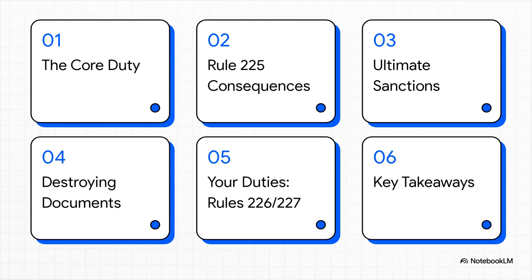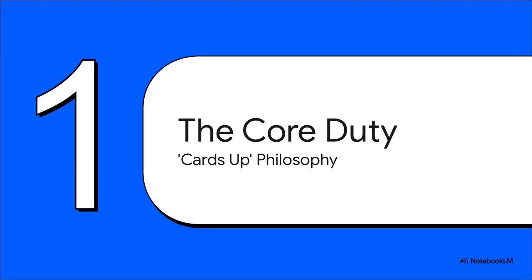So, here's our game plan. We'll kick off with the core duty, then jump straight into the nitty-gritty of Rule 225. After that, we'll look at what happens when things get really serious, the court's ultimate sanctions. We'll tackle the huge issue of destroying documents, cover your personal duties as a practitioner, and then wrap it all up with the key takeaways you need to smash the exam. Right, so just remember, this cards-up duty is so fundamental that the rules have some serious teeth for anyone who tries to play hide-and-seek with documents. So let's get into the rule you absolutely have to know.